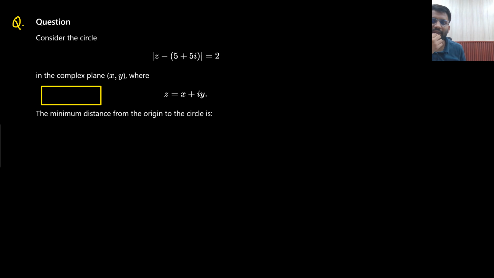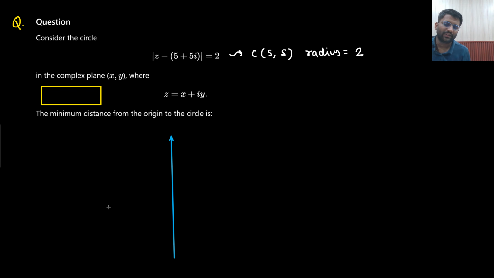Consider the circle in the plane, z equals x plus iota y. The minimum distance from the origin to the circle is what they are asking. This is a circle with the center 5, 5 and radius 2. The minimum distance from the origin to the circle is what you are supposed to find out. This is a very good question.